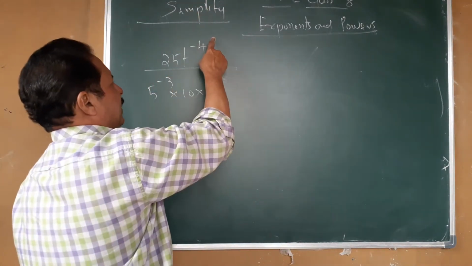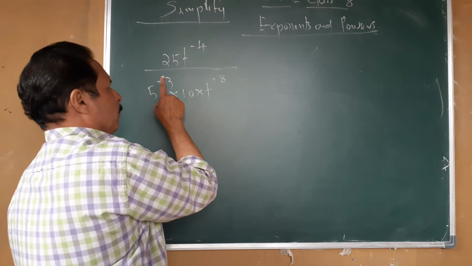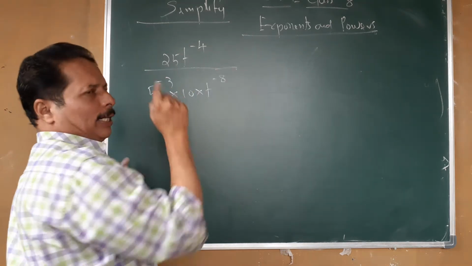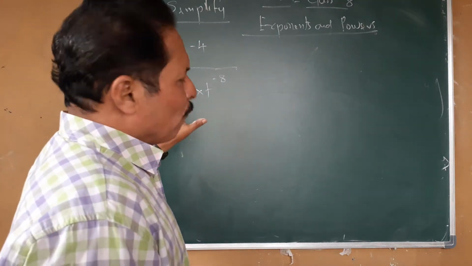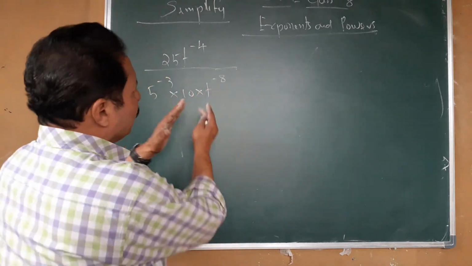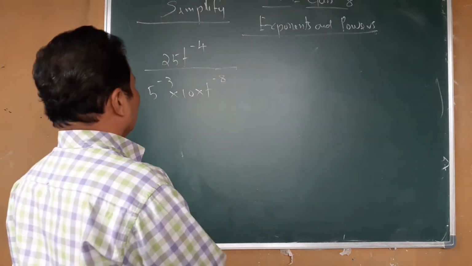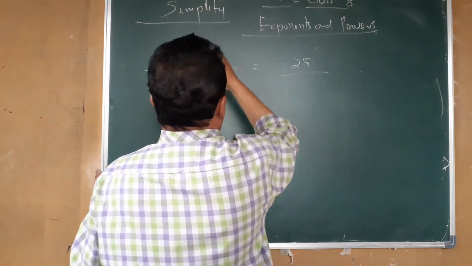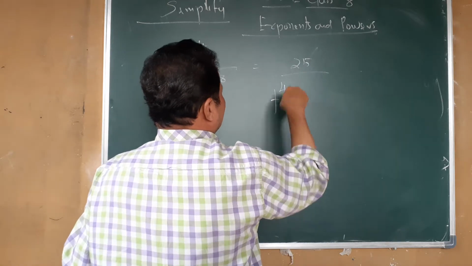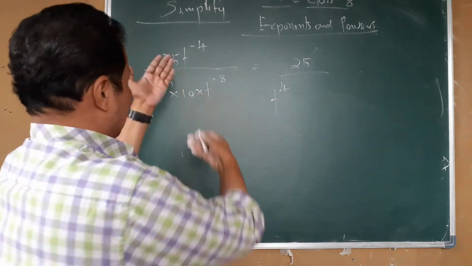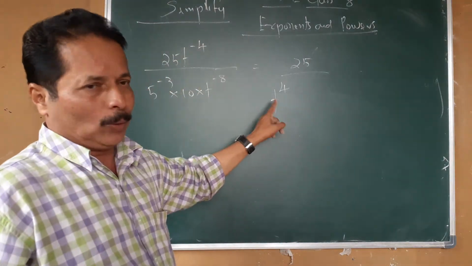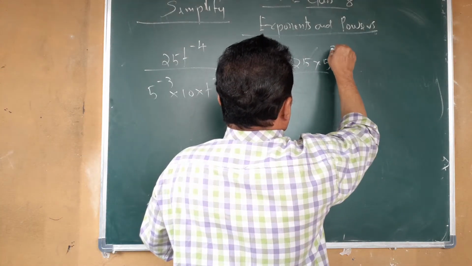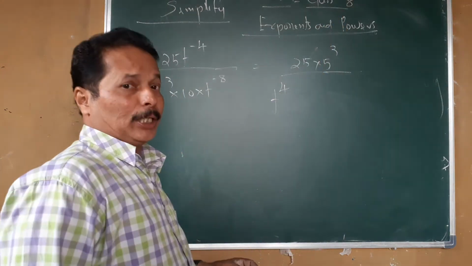Simplify 25t raised to minus 4 divided by 5 raised to minus 3 into 10 into t raised to minus 4. First of all, we want to remove the negative signs here. This is t raised to minus 4, so it is t raised to 4 in the denominator, 1 by t raised to 4. Similarly, 5 raised to minus 3 means 5 raised to 3 in the numerator.